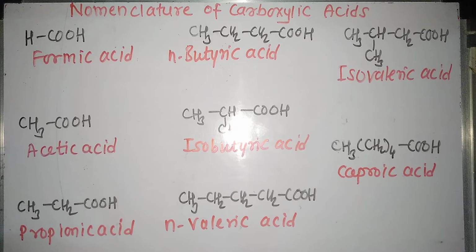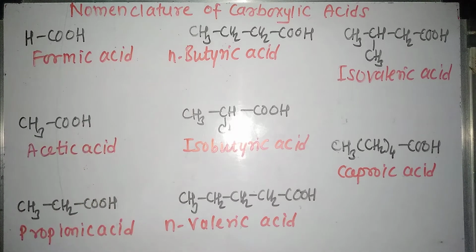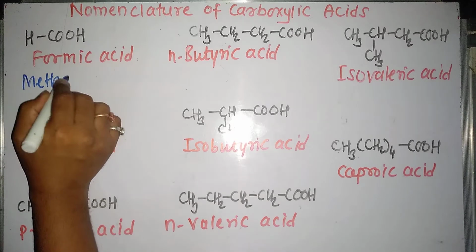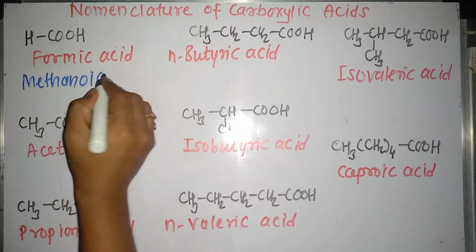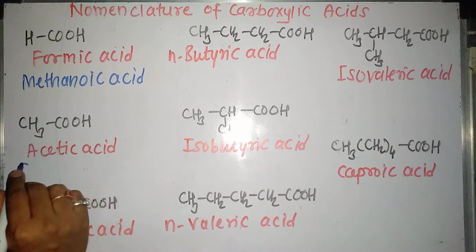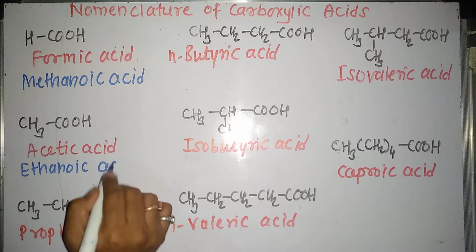Now we are going to see the IUPAC nomenclature. In IUPAC nomenclature, we always select the longest continuous carbon chain. Then identify the parent alkane and replace the e of the alkane by oic acid. How many carbon atoms are there in the first acid? One. The one-carbon alkane is methane, replace e by oic acid, so it will become methanoic acid. Similarly, how many carbon atoms are here? Two. The two-carbon alkane is ethane, replace e by oic acid, so it is ethanoic acid.